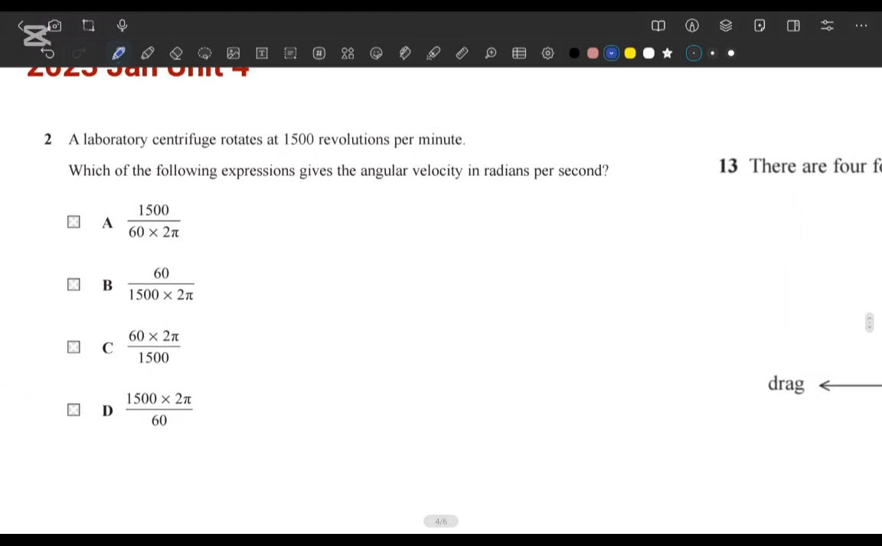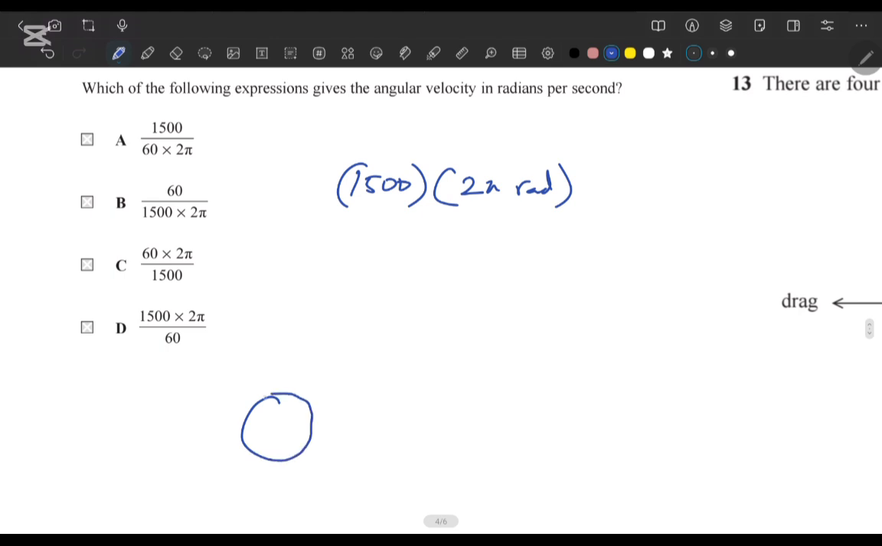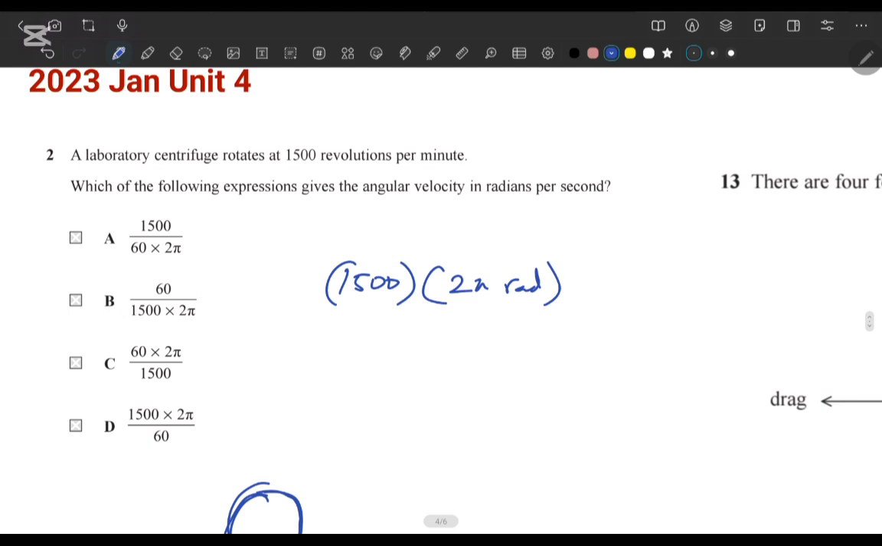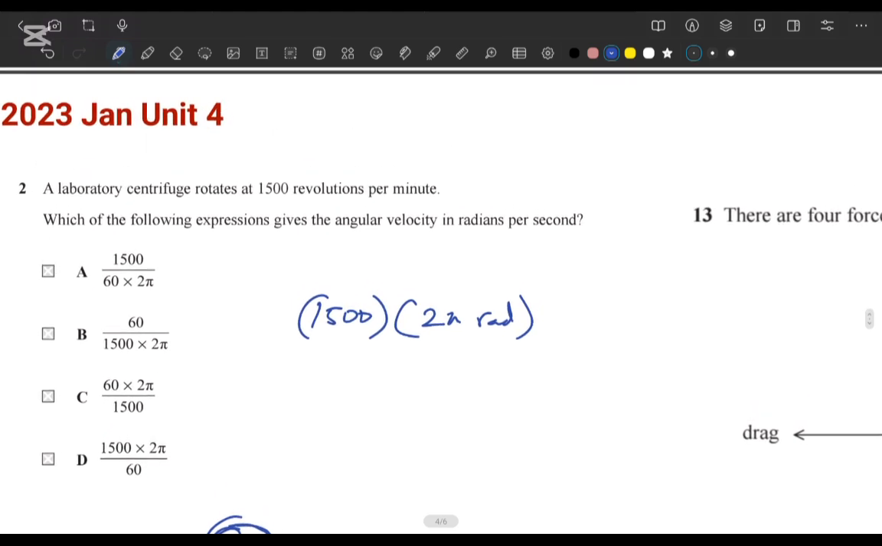A laboratory centrifuge rotates at 1,500 revolutions per minute, and you have to give the angular velocity in radians per second. First I'm going to multiply the 1,500 revolutions by 2 pi, because it's like going 2 pi, 2 pi, 2 pi, and you're doing that 1,500 times. That's what 1,500 revolutions means. You go in circles 1,500 times, and then you divide by 1 minute, which is 60 seconds, so 60 times 1. That gives you the time in seconds, and then you get the answer. It should be D.